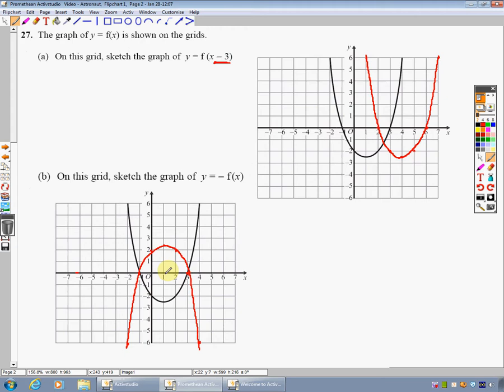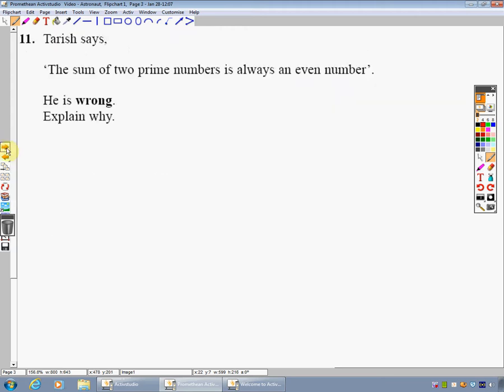Let's pop on to our next question. We're going to do a few questions now on proofs, because proofs are one of these really difficult questions that we kind of have to go with. So this first one here is just a counter example. That's how we disprove this. The sum of two prime numbers is always an even number. He is wrong. Explain why.